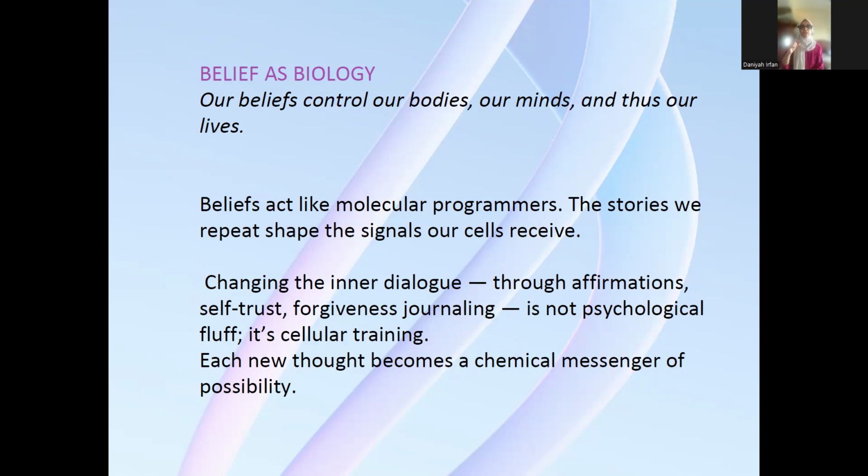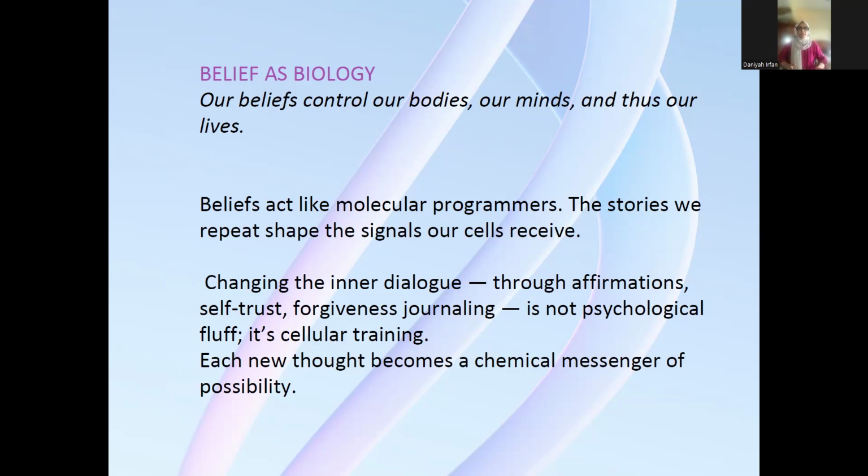So they are like molecular programmers. Every belief that we have, whatever we tell ourselves, at the molecular level, we are programming ourselves. If we are saying good things, we are programming good things inside us. If we are always talking negatively about ourselves or about anything, then we are programming our bodies at a molecular level to stay negative, or the metabolism gets hampered.